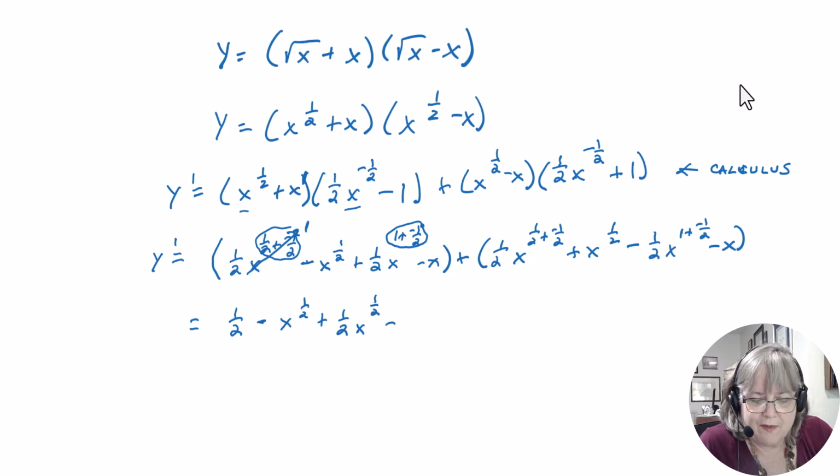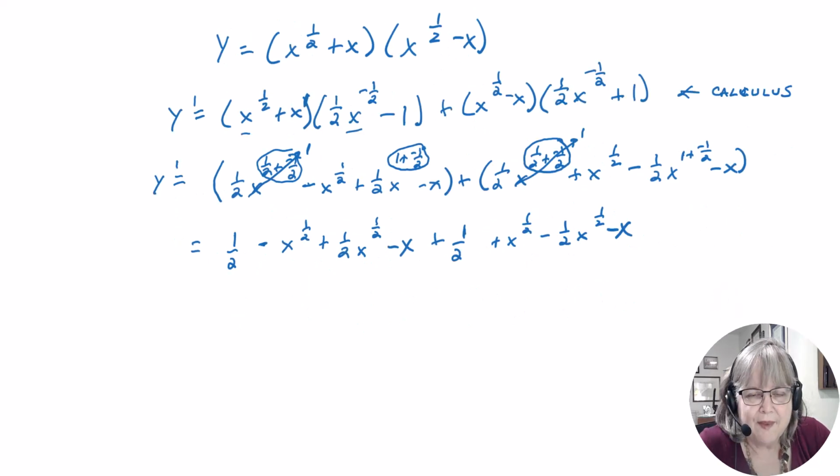Okay? Minus x plus 1/2 x to the 1/2 minus 1/2 is x to the 0, and that goes to 1. So this is 1/2. This is x to the 1/2 minus 1/2 x to the 1/2 minus x. Okay, so this next line, and this is not anybody's favorite thing to go through, all this.